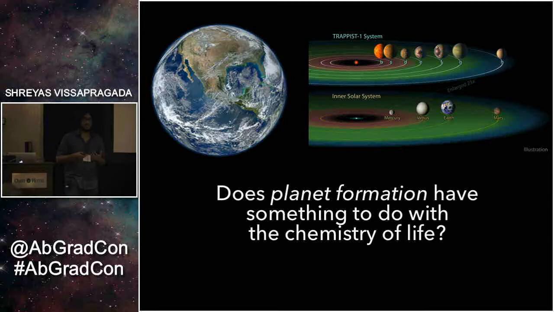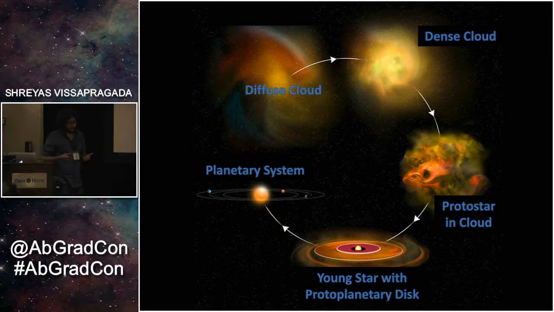Is there anything inherent within the process of how these planets form that seeds these planetary systems with the materials necessary for life? And by materials necessary for life, I mean complex organic molecules, as has been talked about at length by everyone else. So that kind of behooves us to look at the process of how stars and planets form and see if there are any interesting chemical environments that we can investigate.